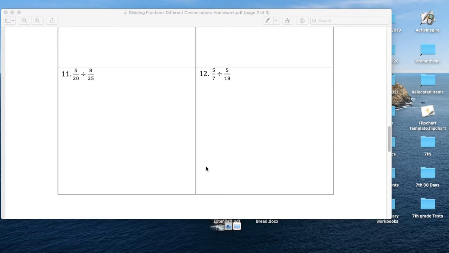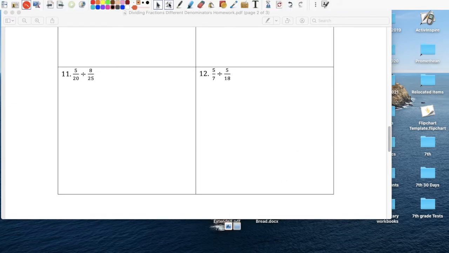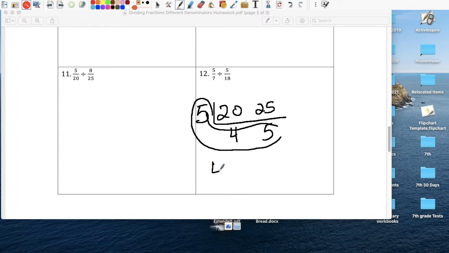Yeah, 11 and 12. LCM between 20 and 25. Well, one ends in 0 and one in 5, so they're multiples of 5. 20 divided by 5 is 4. 25 divided by 5 is 5. Can we go again? No. So the LCM is 5 times 4 times 5, and that's going to be 100.